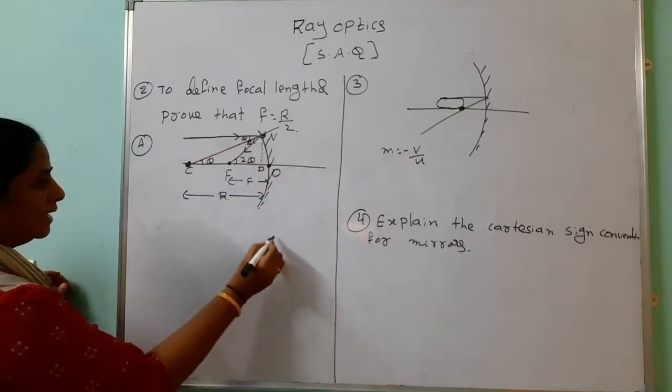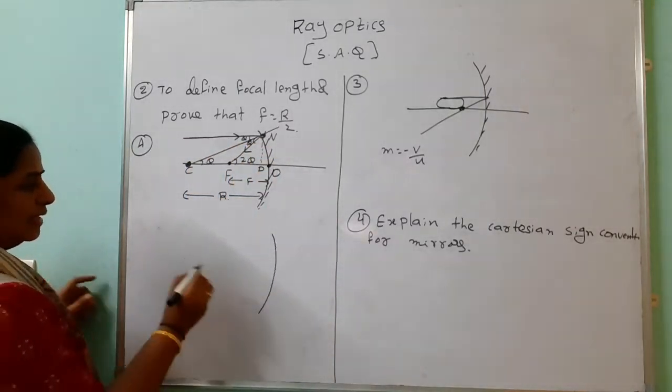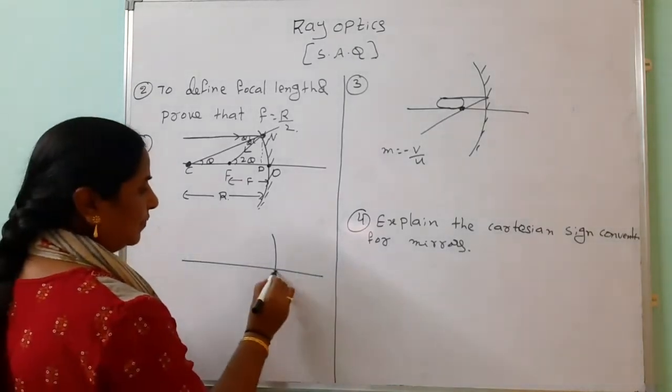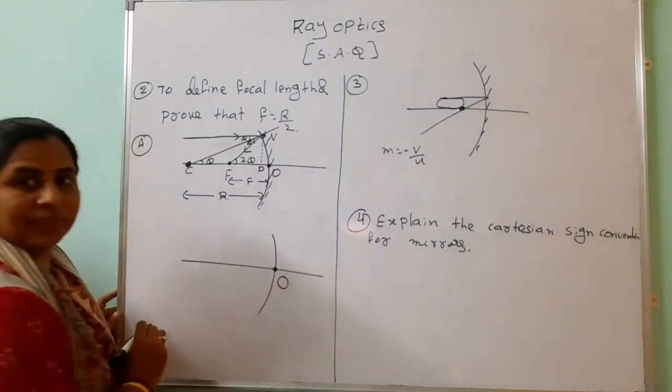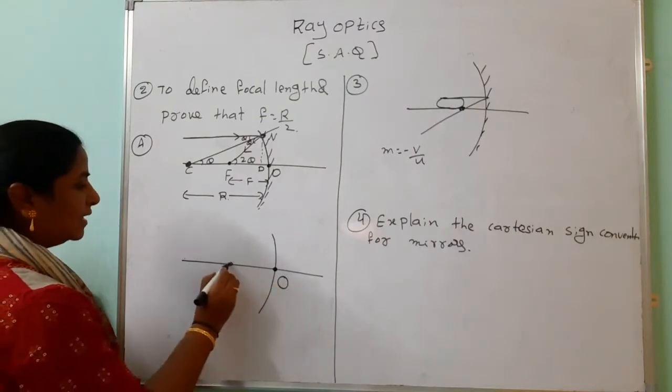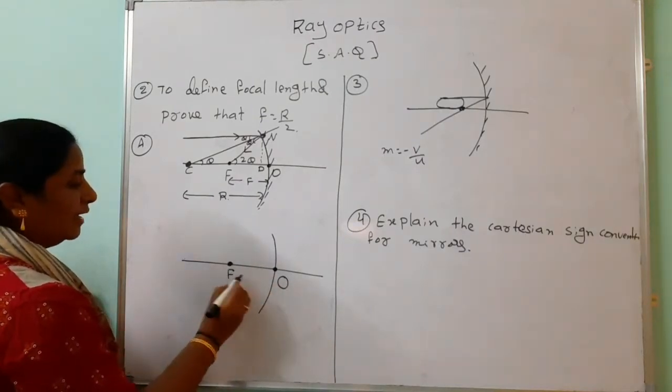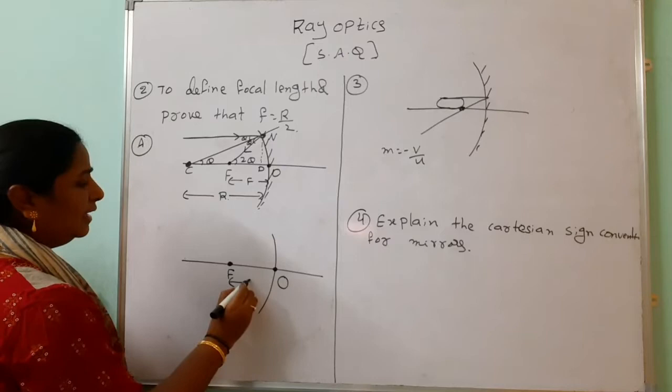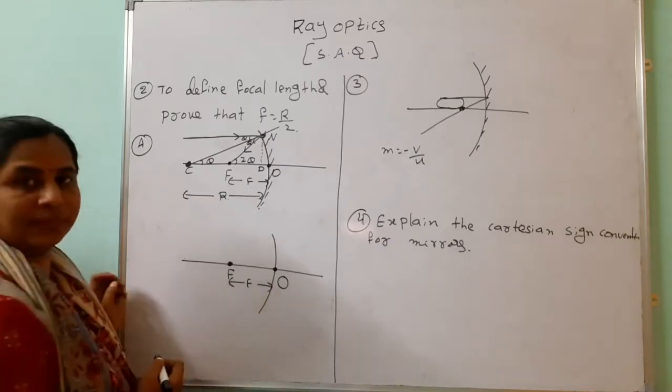This is the incident ray. If you want, once again I am drawing. See, this is the principal axis. This is the optic center. So, the distance between the optic center and this focal point is called the focal length. It is represented by f.